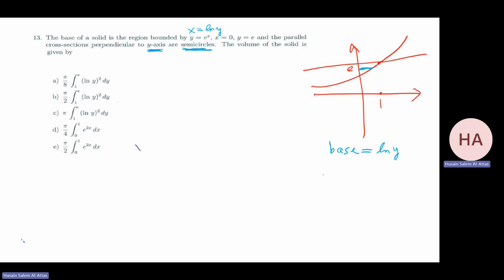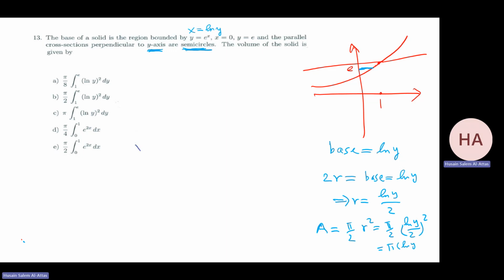Okay. Don't forget, 2r is the base, which is ln y. So r is ln y over 2. That will be my r. So what is the area? The area will be pi over 2 r squared. And that will be pi over 2 times (ln y over 2) all squared. That gives me pi (ln y) squared over 8.